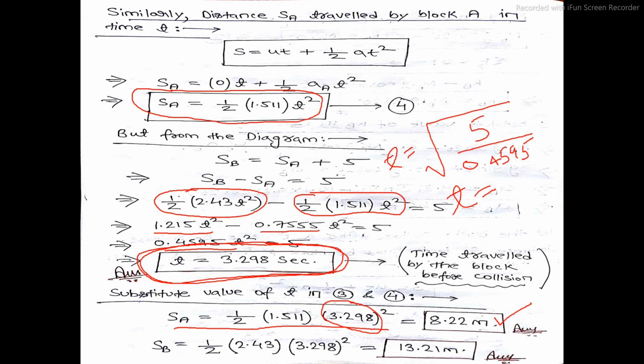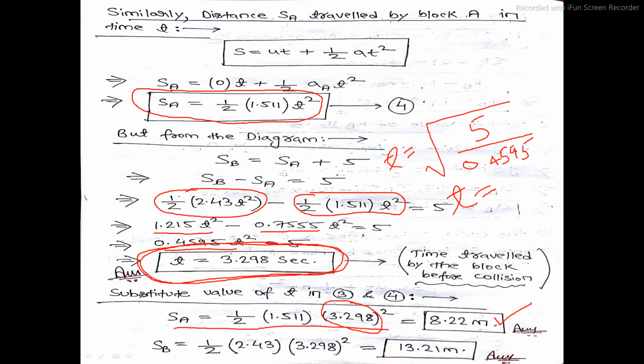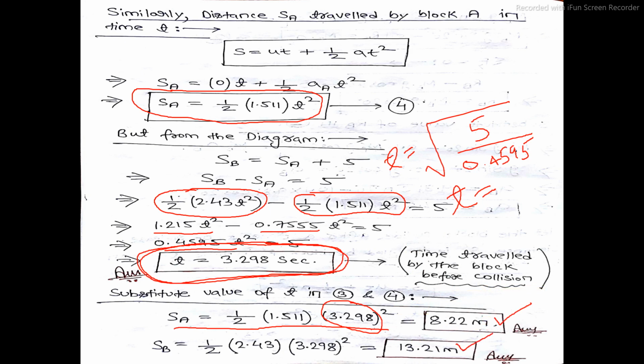And distance travelled by block B is how much? SB is equal to half times equation number 3, that is 2.43 into t square. T is 3.298 square. If you solve this expression, you will get the value of SB. SB is 13.21 meter. That means block A will travel a distance of 8.22 meter and block B will travel a distance of 13.21 meter before colliding with each other at the colliding point.